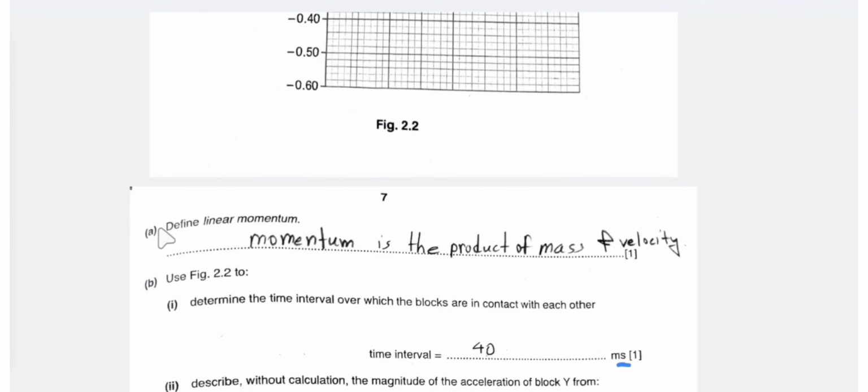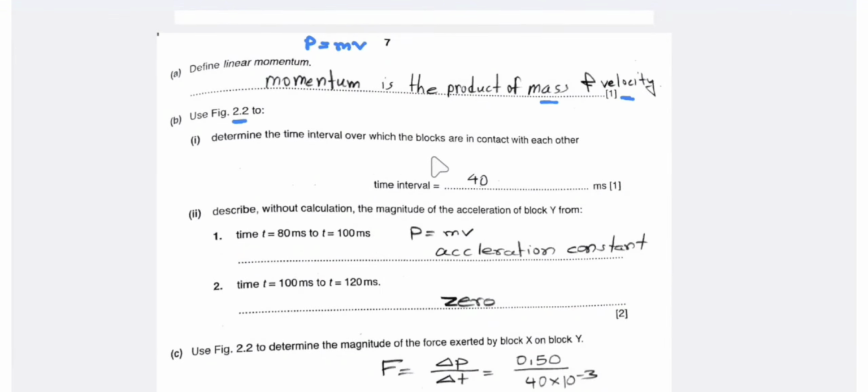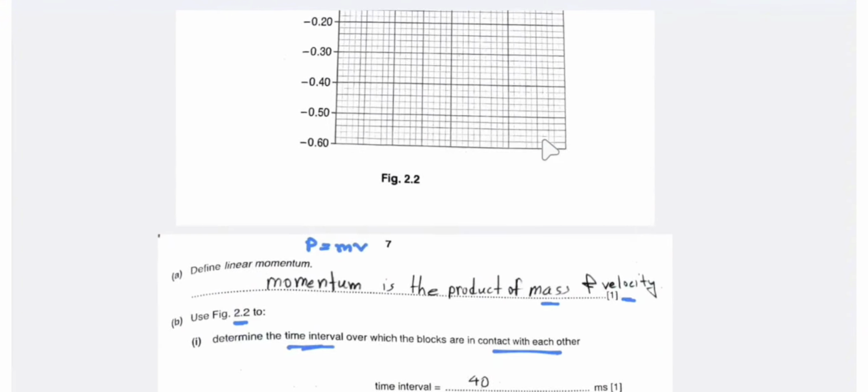Then define linear momentum. Linear momentum, or momentum, is the product of mass into velocity. Then use figure 2.2 to determine the time interval over which the blocks are in contact with each other. From figure 2.2, we need to determine the time interval for which the blocks are in contact with each other.